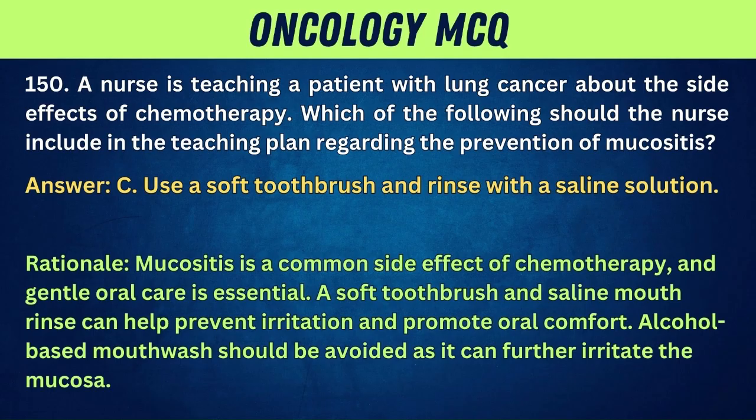Answer: C. Use a soft toothbrush and rinse with a saline solution. Rationale: mucositis is a common side effect of chemotherapy, and gentle oral care is essential. A soft toothbrush and saline mouth rinse can help prevent irritation and promote oral comfort. Alcohol-based mouthwash should be avoided, as it can further irritate the mucosa.